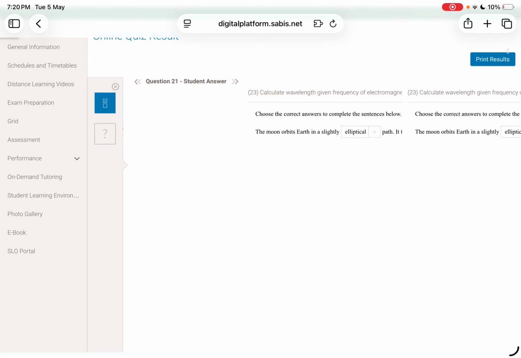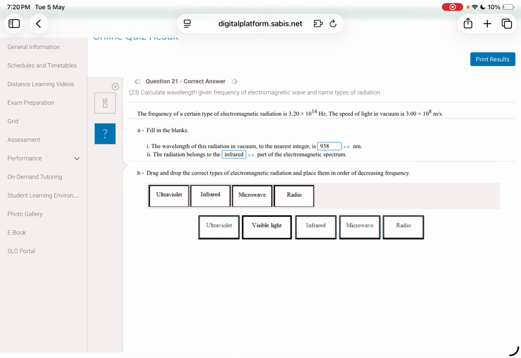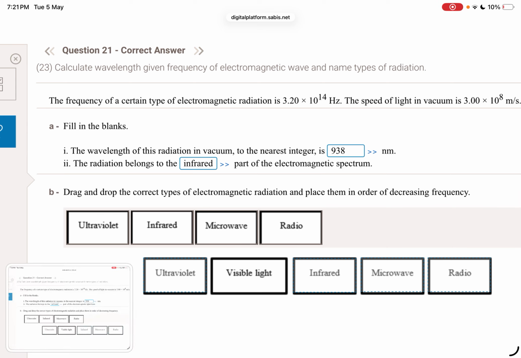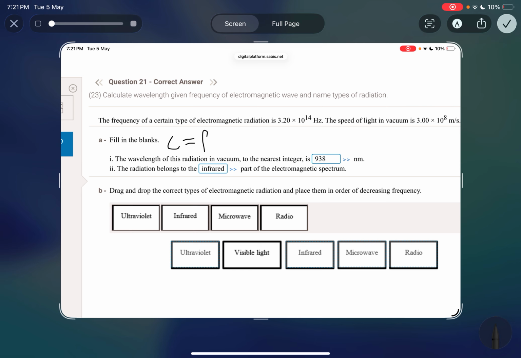Question number 21. Okay, so here the frequency of a certain type of electromagnetic radiation is 3.2 times 10 to the power of 14 hertz. The speed of light in vacuum is 3 times 10 to the power of 8. They want us to find the wavelength of this radiation in vacuum. To find this, C is equal to F times, what was it called? I forgot what it's called. I don't know why I keep forgetting it. Anyways, so C is equal to F times this.